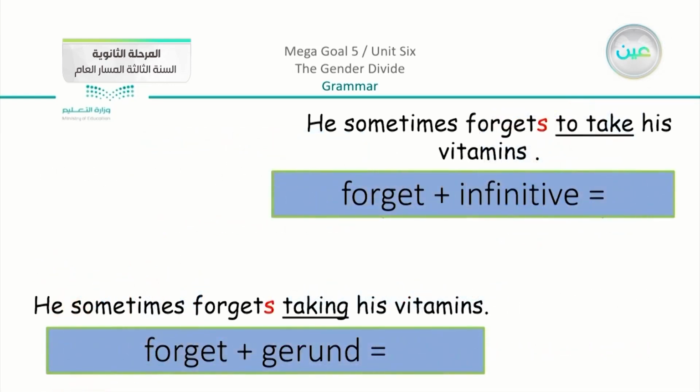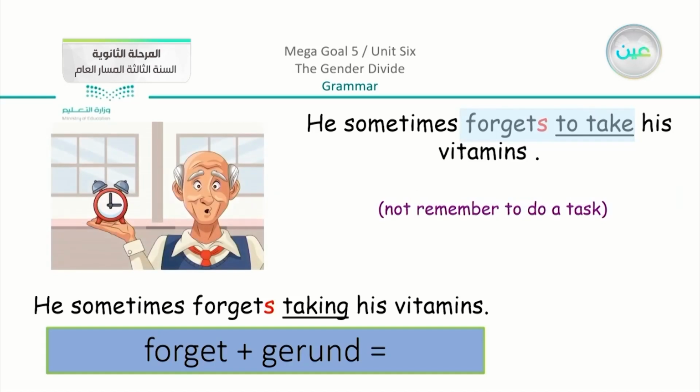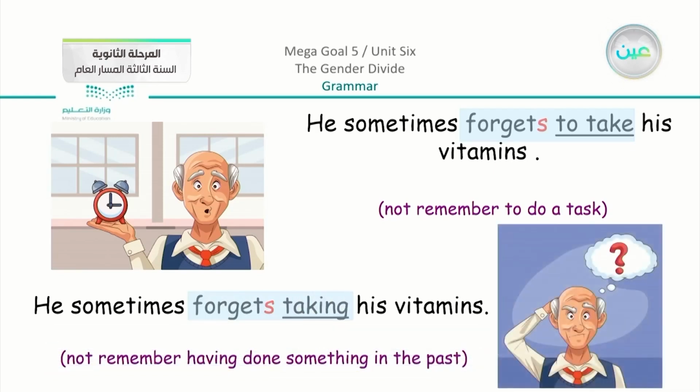So we have remember. Here, he sometimes forgets to take his vitamins. So this time I'm using the verb forget with the infinitive. Now this means he did not remember to do a task. He forgot to do it. In the other example, we have he sometimes forgets taking his vitamins. Now we have the verb forget with the gerund, and here we can see that he does not remember having done something in the past. So in the first one, we know for sure that he had forgotten to take the vitamins. But in the second example, he forgets taking. He doesn't remember. Did he or did he not take the vitamins?